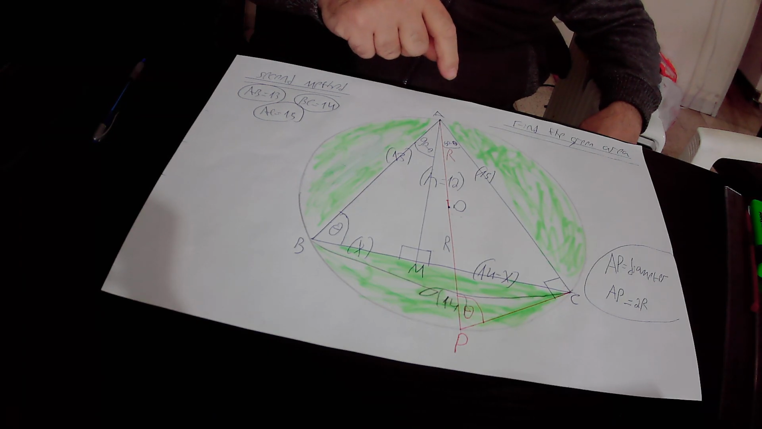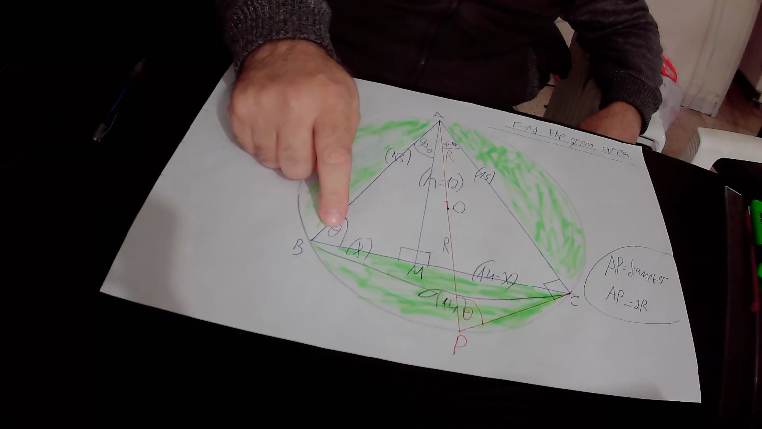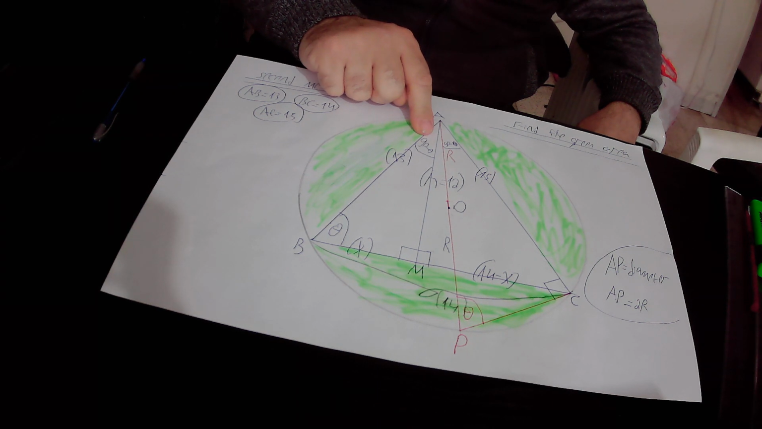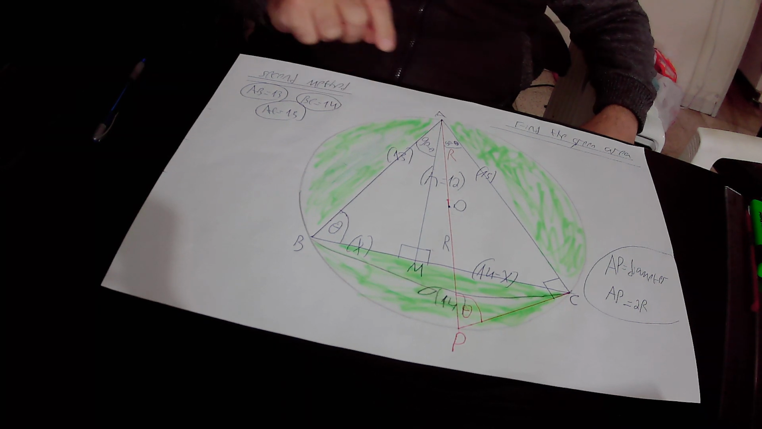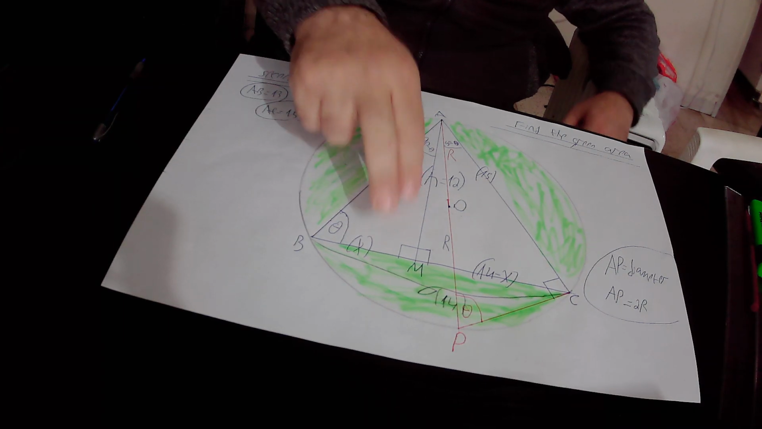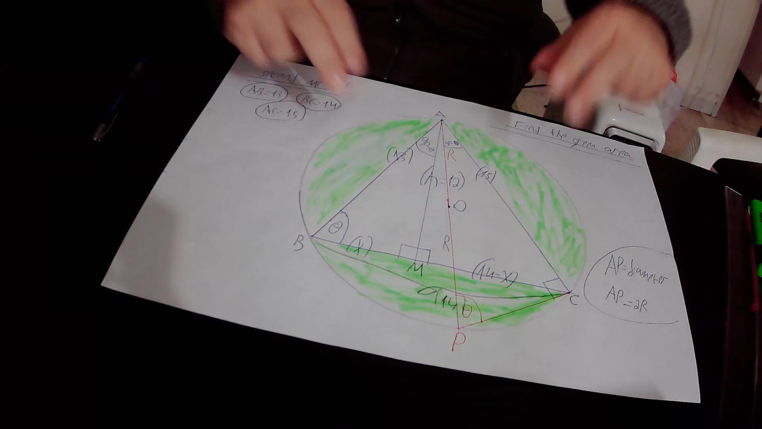Likewise, if you focus on the right triangle ABM, this angle equals theta, this angle equals 90 degrees, therefore the missing angle must be equal to 90 degrees minus theta. Then we proved that this right triangle ABM is similar to this right triangle APC. So why are those two right triangles similar to each other?